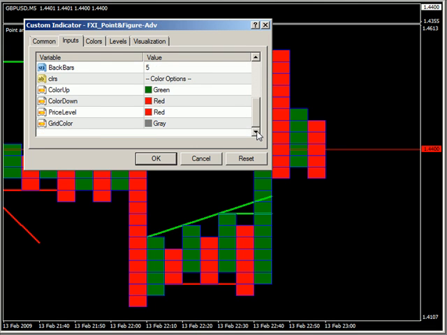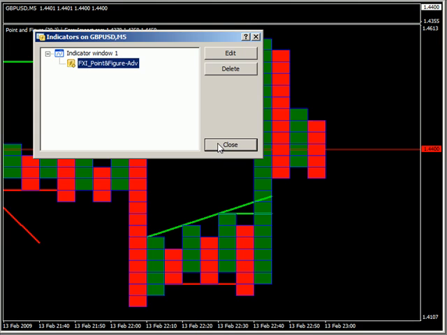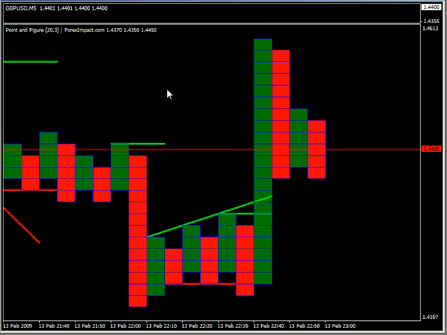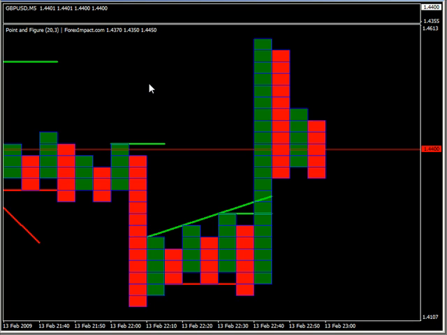And that about wraps it up. I just wanted to show you the flexibility of this system and show you that even though it's a 100-year-old system, we've put our own little tweaks into it for the Forex market to make it a user-friendly type system. I believe it's the best on the market as far as point and figure and trading the Forex.